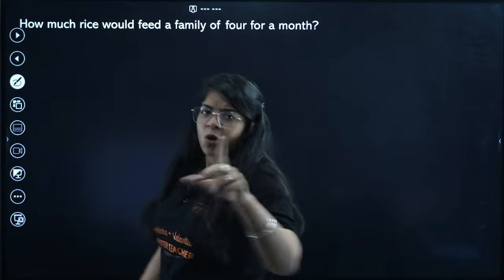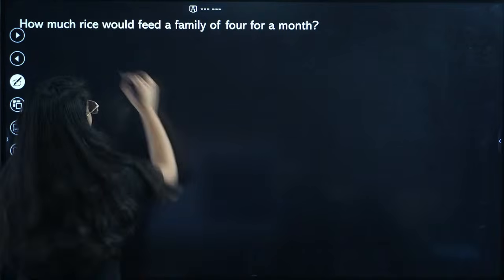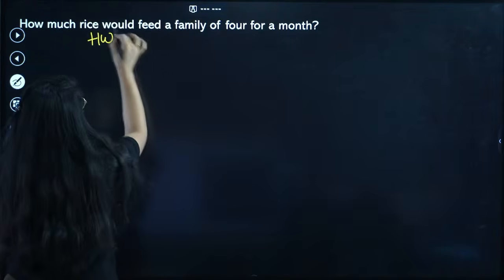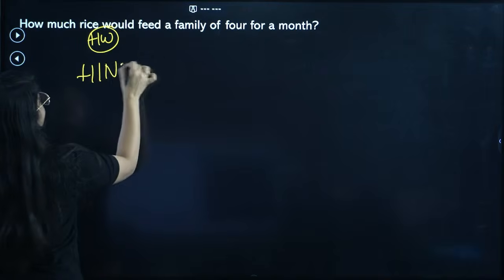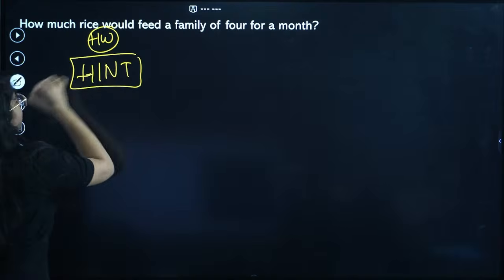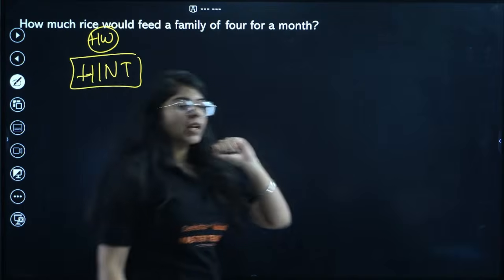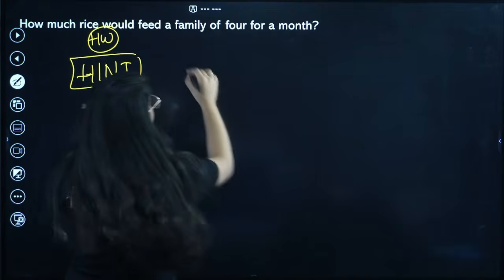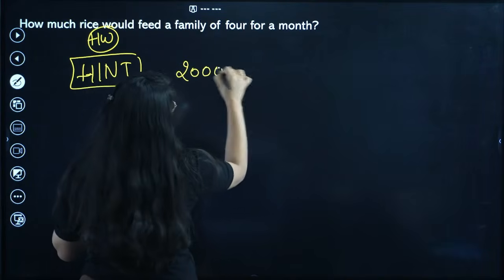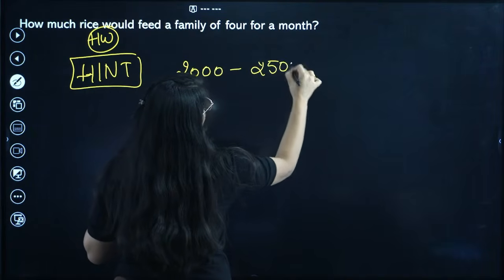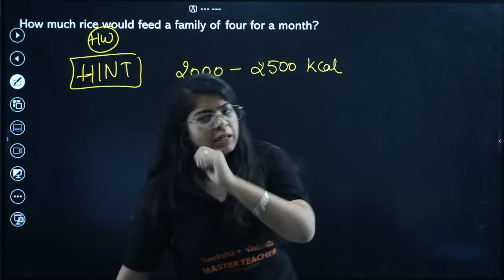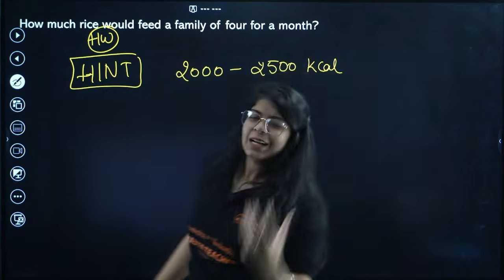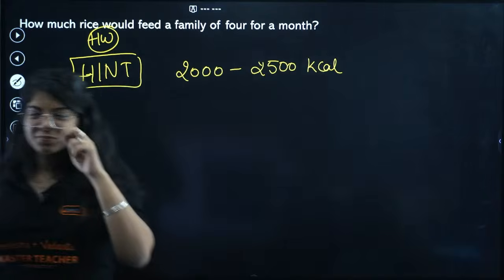But how much rice would a family of 4 need for a month? How will you estimate that? Okay, this is homework for you. This is a very interesting homework. I'll give you a hint. Look at the hint very carefully. For a normal adult we need around 2000 to 2500 kilocalories in a day to function properly. If you are losing weight, then a little bit less.